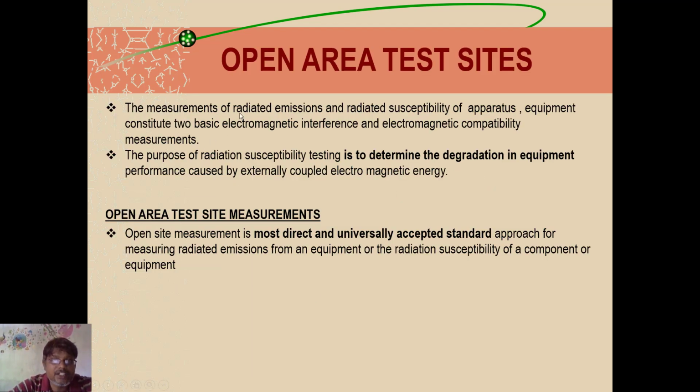Okay, next, the measurement of radiation emission and radiation susceptibility of apparatus and equipment, two basic electromagnetic interference and electromagnetic compatibility measurements. As we already know, emissions and radiations are two different things. The purpose of the radiation susceptibility test is to determine the degradation in equipment performance caused by external coupled electromagnetic energy. One is how much it radiates, and whether it's within the limit. We need to ensure that, and for that we have to perform the radiation emission measurements, and that has been done in an open area environment.